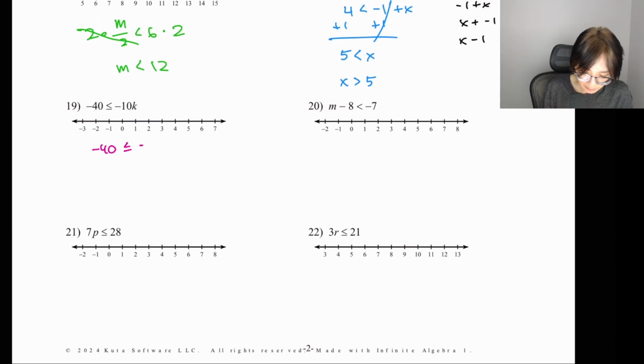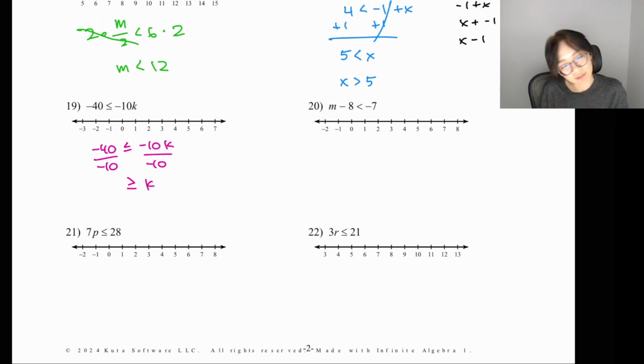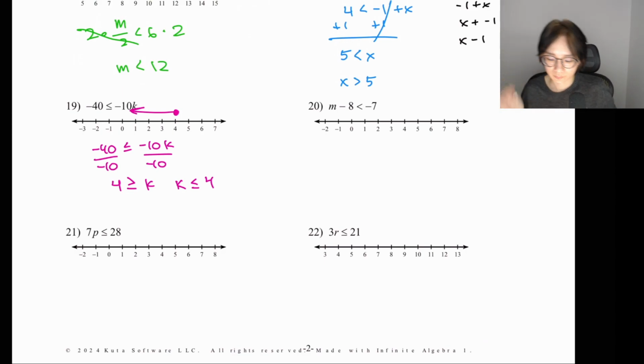Negative 40 is less than or equal to negative 10k. Dividing both sides by negative 10, because we are dividing by a negative number, the sign flips. So it's just k on this side now. Negative 40 divided by negative 10 is positive 4. Rewriting this such that k is on the left side, k is less than 4. Whereas 4 here is closed, because it can be equal to; this direction, because it is less than 4, 4 is the bigger number.